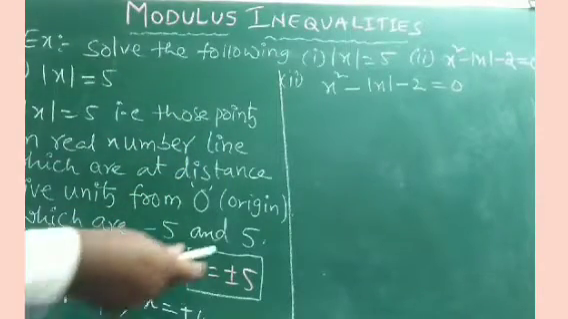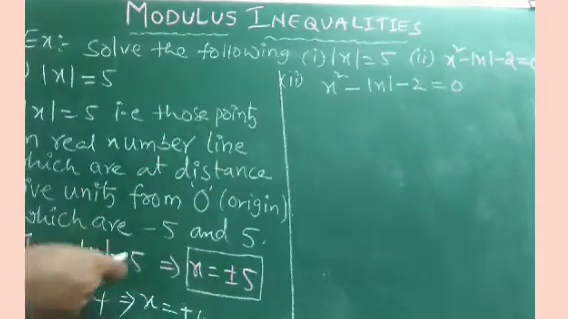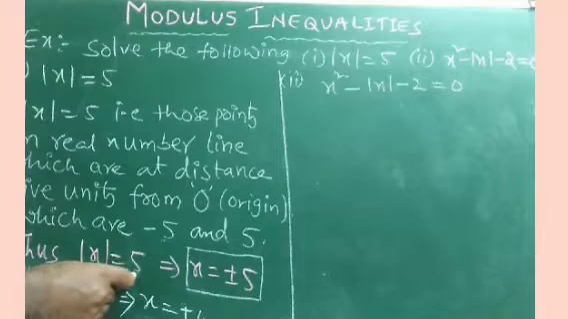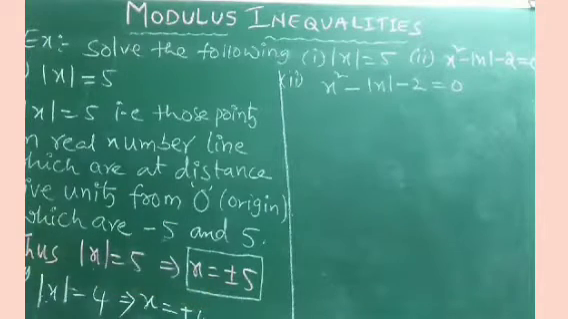So in one direction, which is plus 5, in another direction the coordinate of x can be minus 5. So therefore modulus of x is equal to 5. Hence the solution, the values of x are plus or minus 5, right? So look at the second question.